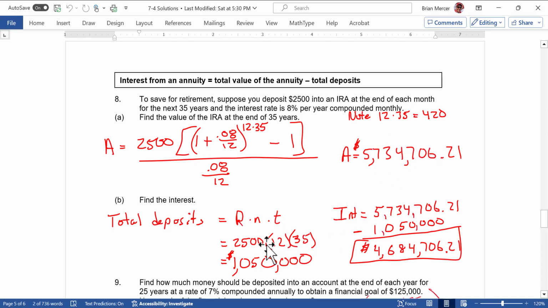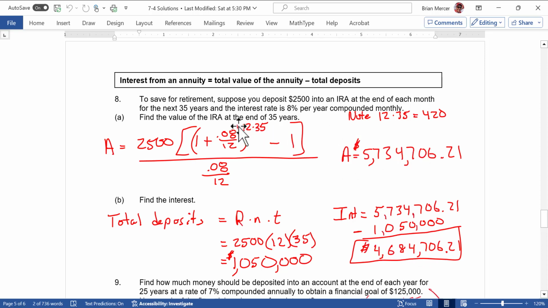You subtract the number of payments. So you put $2,500 at the end of each month for the next 35 years. So 12 times 35 times 2,500. That's the total that you put in, and the total that it's worth is this 5 million. So you subtract those two. That means 4,684,000 and some change is the interest that you earned on that particular investment.